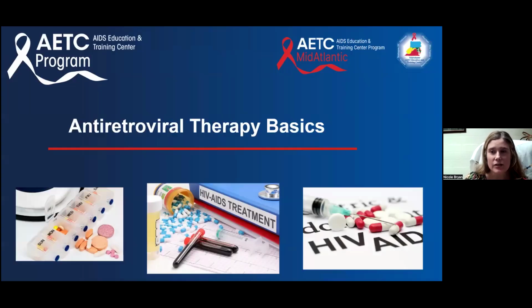I did want to have just a few slides looking at some very basics for antiretroviral therapy. I realize these aren't classes of medications that a lot of providers are as familiar with or prescribing on a routine basis. So hopefully this gives us a construct for how we approach ART.